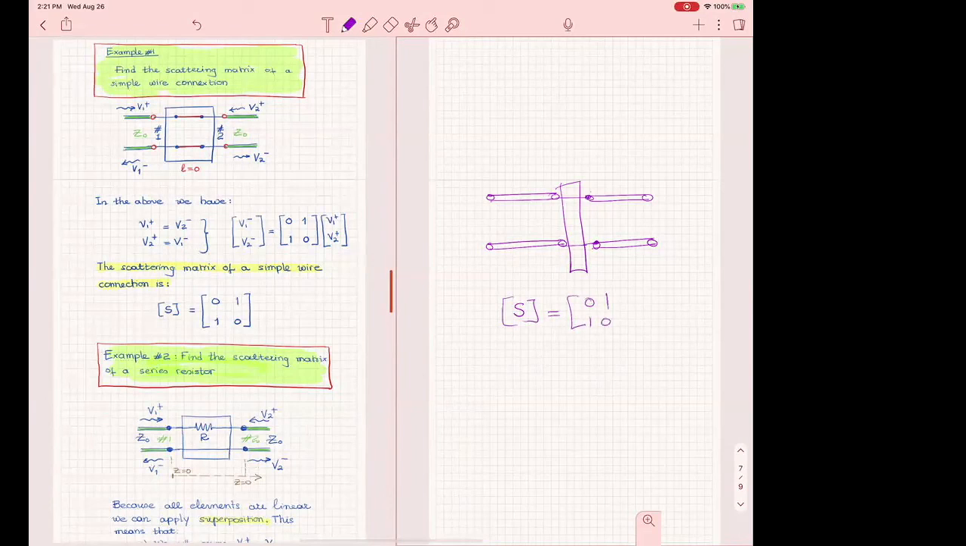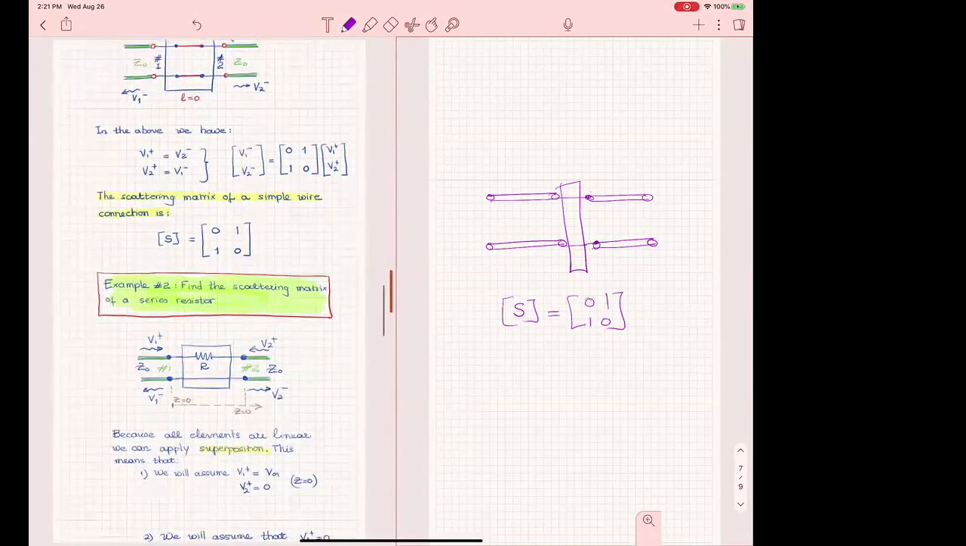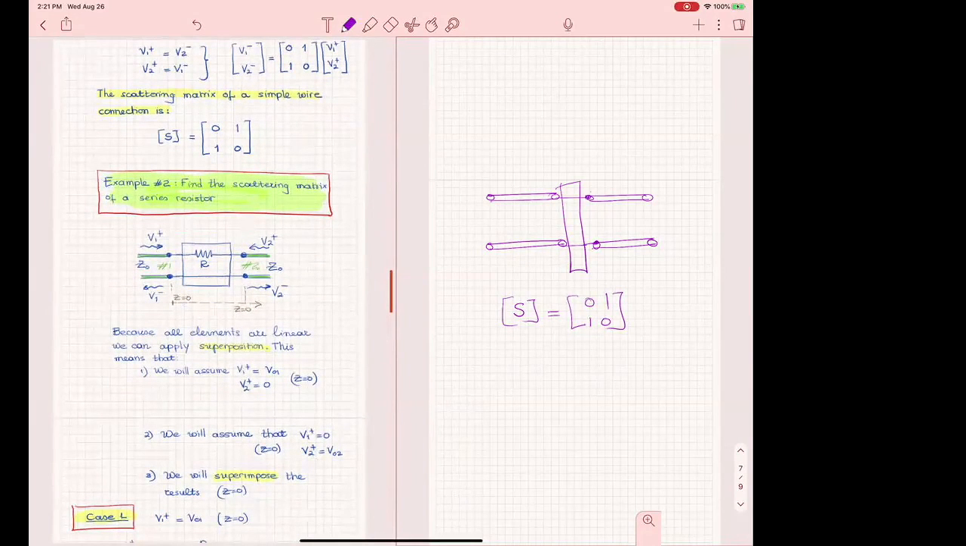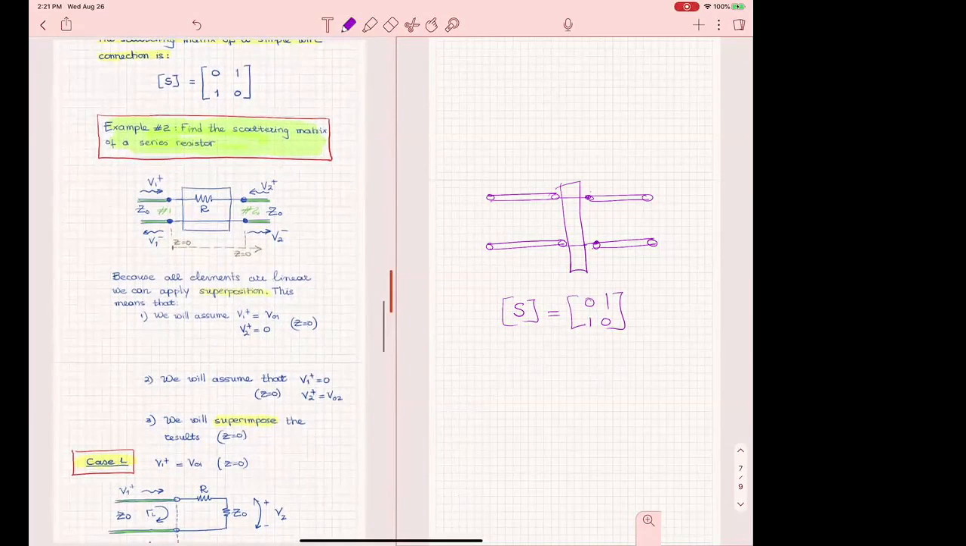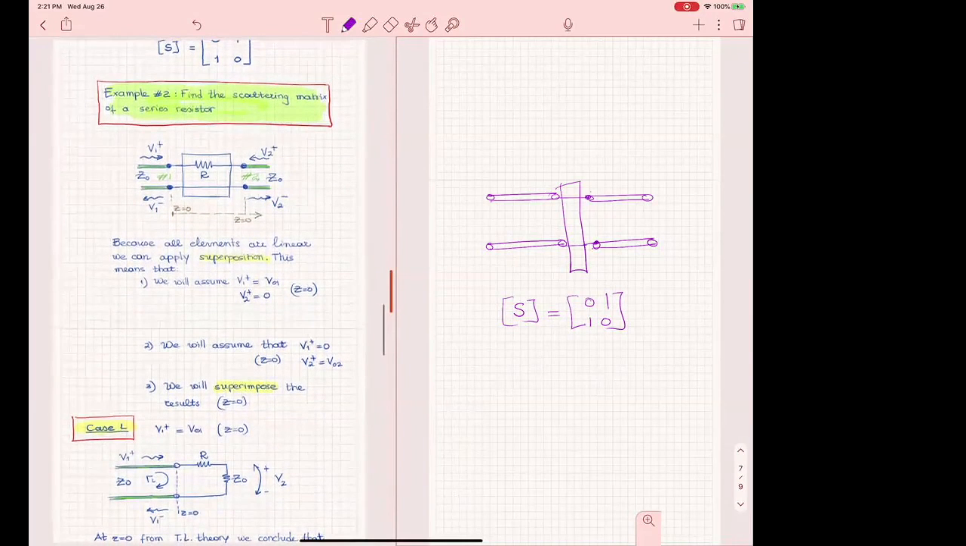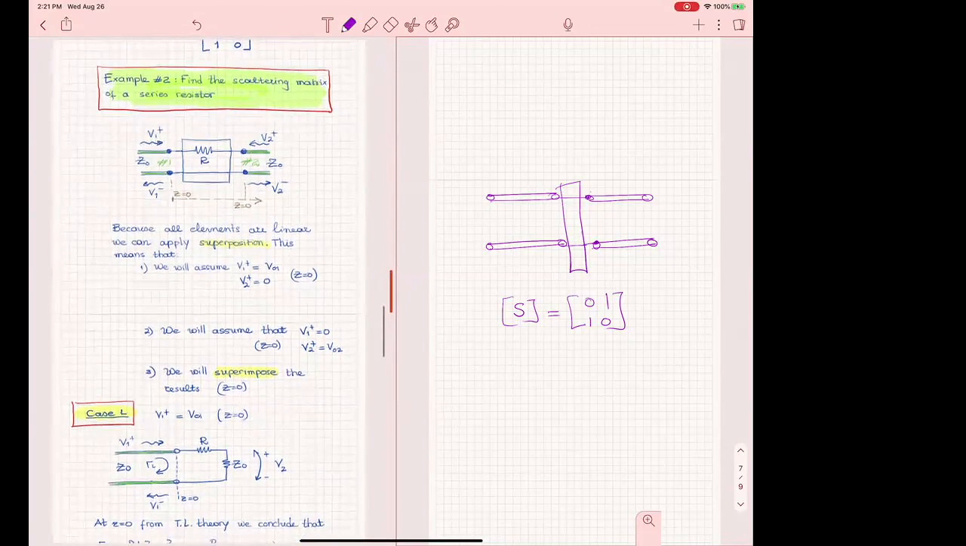So I would like you to go through these derivations and feel comfortable. Then, example 2, I did in detail the derivations of the scattering matrix of a resistor. Just a resistor which is connected to the top line, and then the bottom line is just, so it's a series combination between 2 transmission lines. All right, so I called that resistor a 2-port network, and I found its scattering matrix.